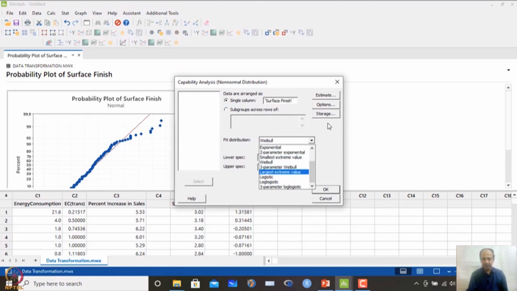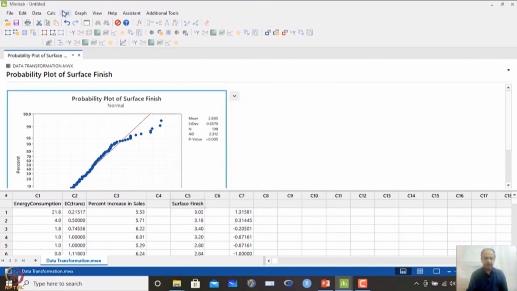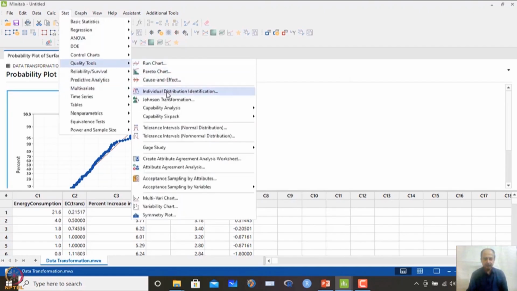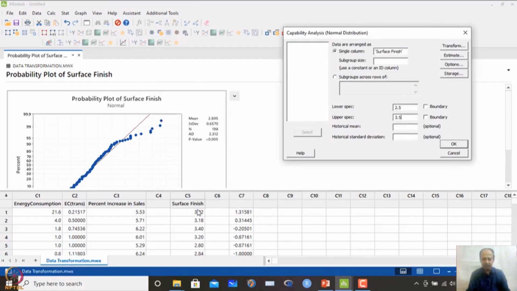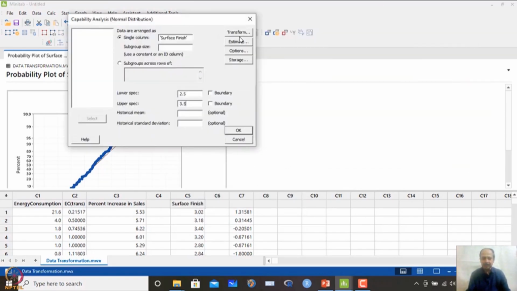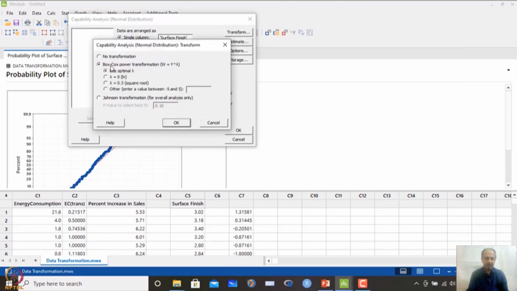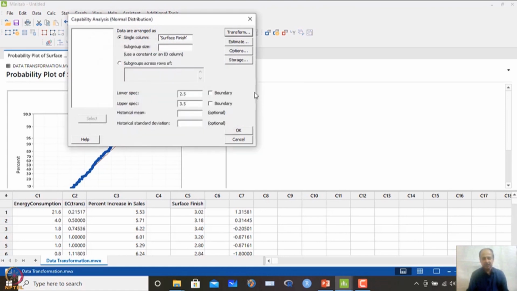We can fit the distribution over here. But rather than that, what we can do is go to quality tools, capability analysis, normal, and convert this into normal. In this case we will use surface finish, and we can specify the specification limits, from 2.5 to 3.5, arbitrary numbers I am putting for the surface finish data that I have in C5. Then I suggest a transformation: use Box-Cox transformation with the optimal lambda, and then give me the capability.